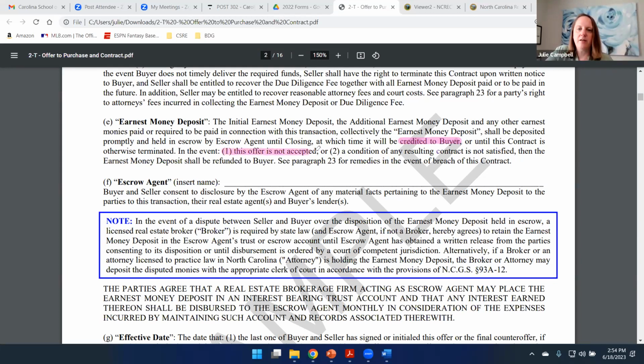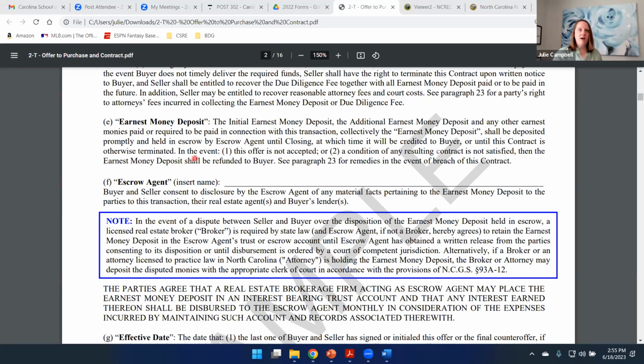A couple of things here. You may be asked in the throes of negotiations to hang on to your buyer's earnest money deposit until and if a contract is formed. If that offer never becomes a contract, then that buyer doesn't owe that money. The buyer doesn't owe any money until we have a contract. So if the offer is not accepted, the buyer's not out. We need to make sure we get their earnest money deposit back. Or the condition of the resulting contract is not satisfied. That's referring to our due diligence period. We'll see that spelled out a little bit better.